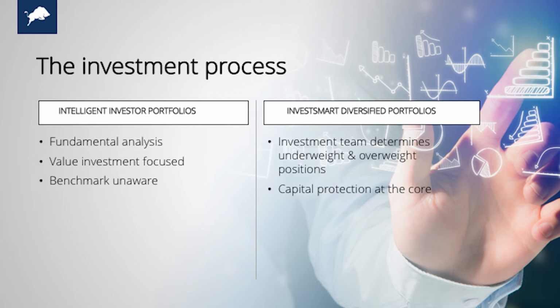Now, with the InvestSMART diversified portfolios, they are benchmark aware. They start with the Morningstar benchmark for balanced or for growth or for income. And then our investment team on that side of the business, which is led by Paul Clitheroe, our chairman, will decide to go underweight or overweight certain asset classes dependent on the risks associated with them and the return that we can see our portfolios getting.